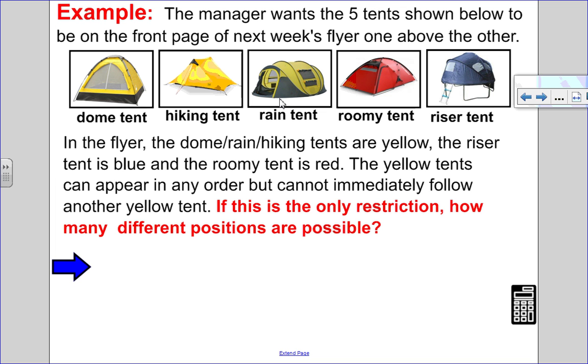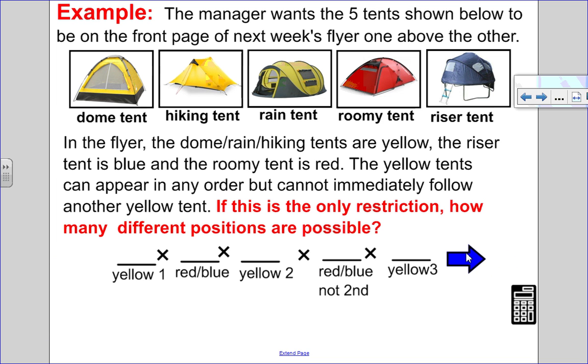So if I look at that, I can see that there are 3 yellow tents, and if I don't want them to be side by side, I have to fit the red or the blue in between each of the yellow. In other words, the yellow is going to be alternating. So I know it's going to look like this. I have my yellow, a yellow, and a yellow, and in between the red and the blue go.